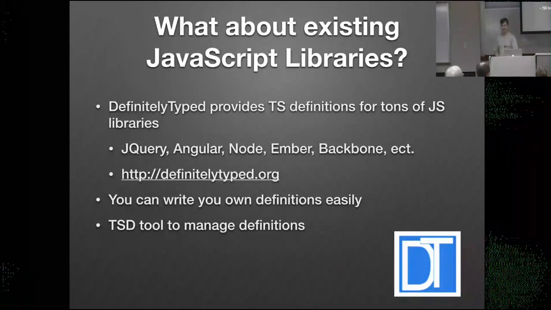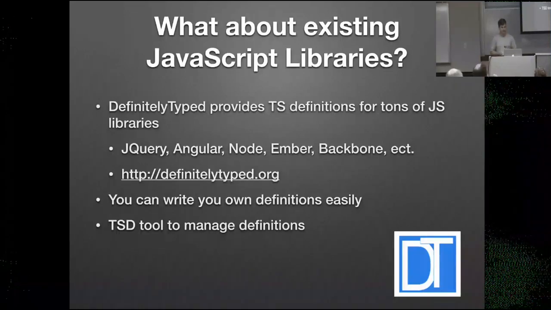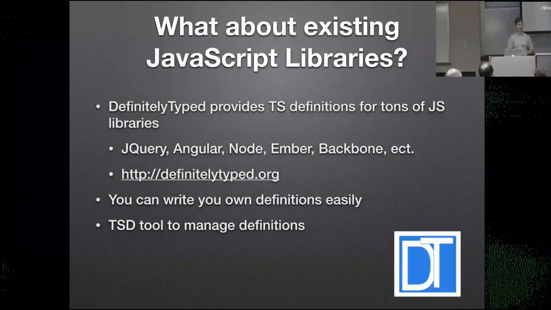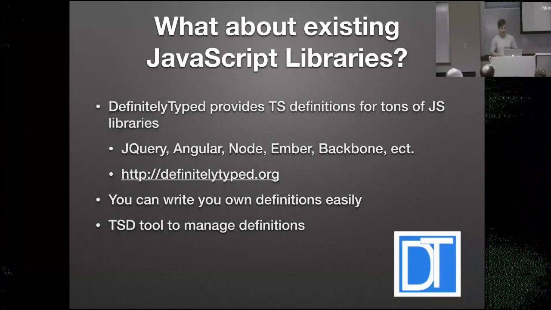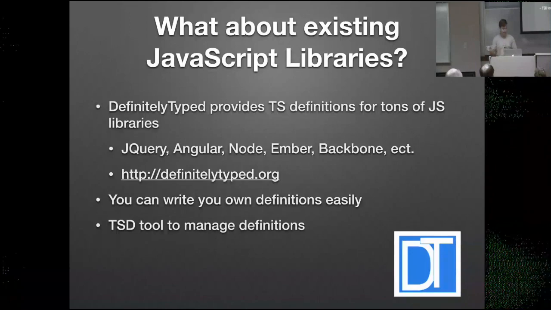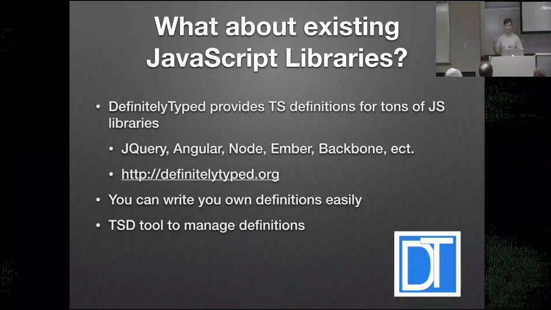So what about existing JavaScript libraries? It turns out that there's a GitHub project called Definitely Typed, and it provides TypeScript definition files for tons of JavaScript libraries. Definitely all the major ones are well covered on there. I'm going to show an example on the next slide of how you can write your own custom definitions. So if you had an in-house JavaScript library and you wanted to have a definition file for it that would give you all the type information, you can write one of those. And so we'll show that in a second.